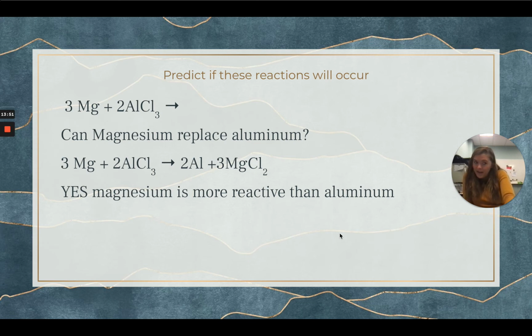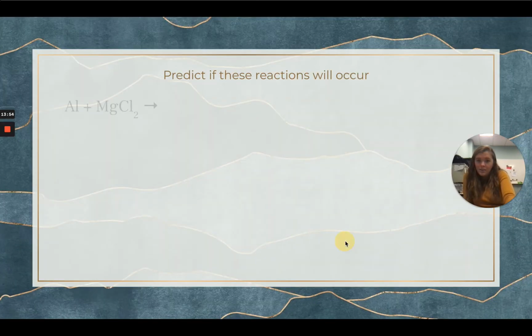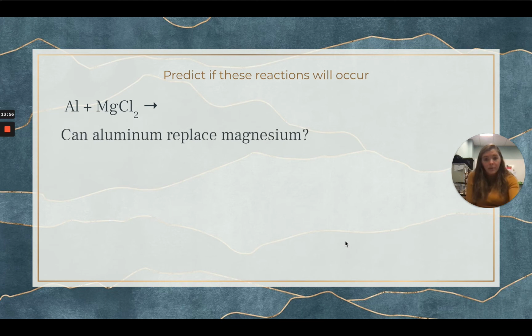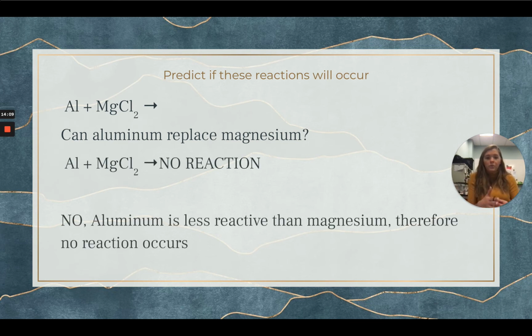So now that you know that, have your activity series out in front of you and try out this problem. Can aluminum replace magnesium? Pause the video. Hopefully you recognize, oh, Ms. Verbrugge, that's an easy one. Of course it can't, because we just saw magnesium can replace aluminum, but aluminum can't replace it back because aluminum is less reactive than magnesium. When this occurs, no reaction is going to take place. No products are going to be created because magnesium is stuck to that chlorine and it's not going to leave. Aluminum is not strong enough to tear that magnesium away so that it can bond with the chlorine, so you would simply write no reaction as your answer.